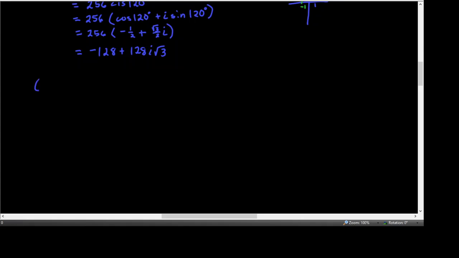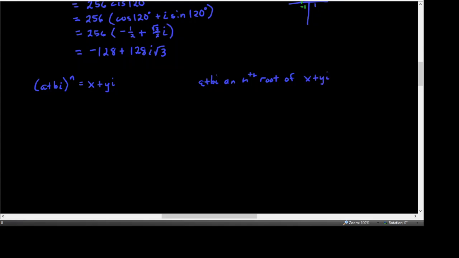If we had this equation, a plus bi, that was raised to the nth, and the answer ended up being x plus yi, we would call a plus bi an nth root of x plus yi.